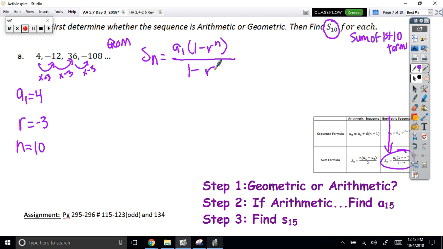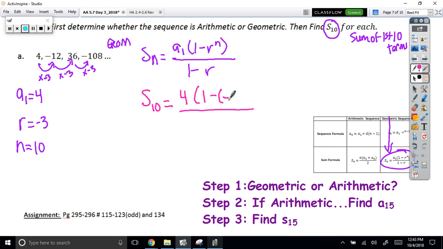Just copying down my formula. And then right here is where you will make your mistake. We have S sub 10, that's usually good. A sub 1 is 4, that's good. 1 minus, and this is right where you will start to do something you're not allowed to. You will think, I'm plugging in a negative 3, so I have minus a negative, and you'll put plus 3. You cannot do that.